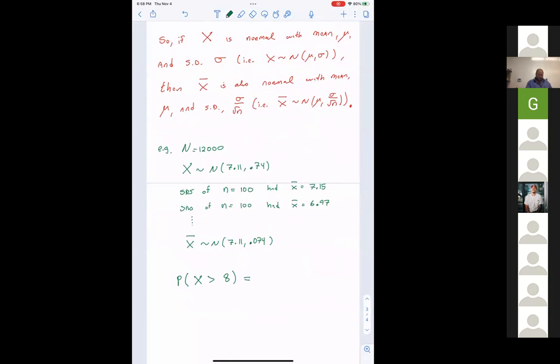Can we do normal CDF? You better. That's what I just did. So 8 would be the lowest, and we put on the upper like 9999, and then mean is 7.11, standard deviation 0.74. What do we get? I'm gonna put it on my calculator. It was 1.32 and then e to the negative 33.